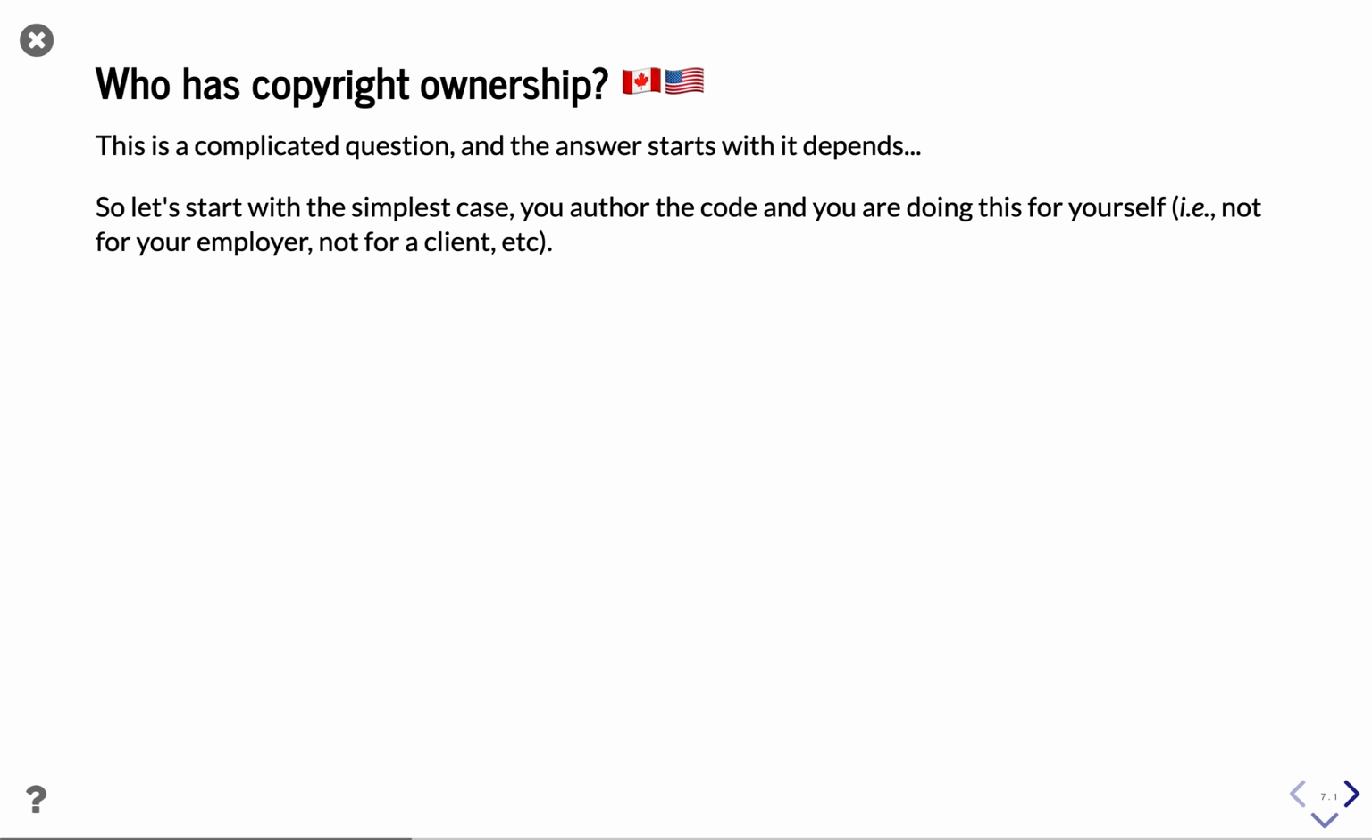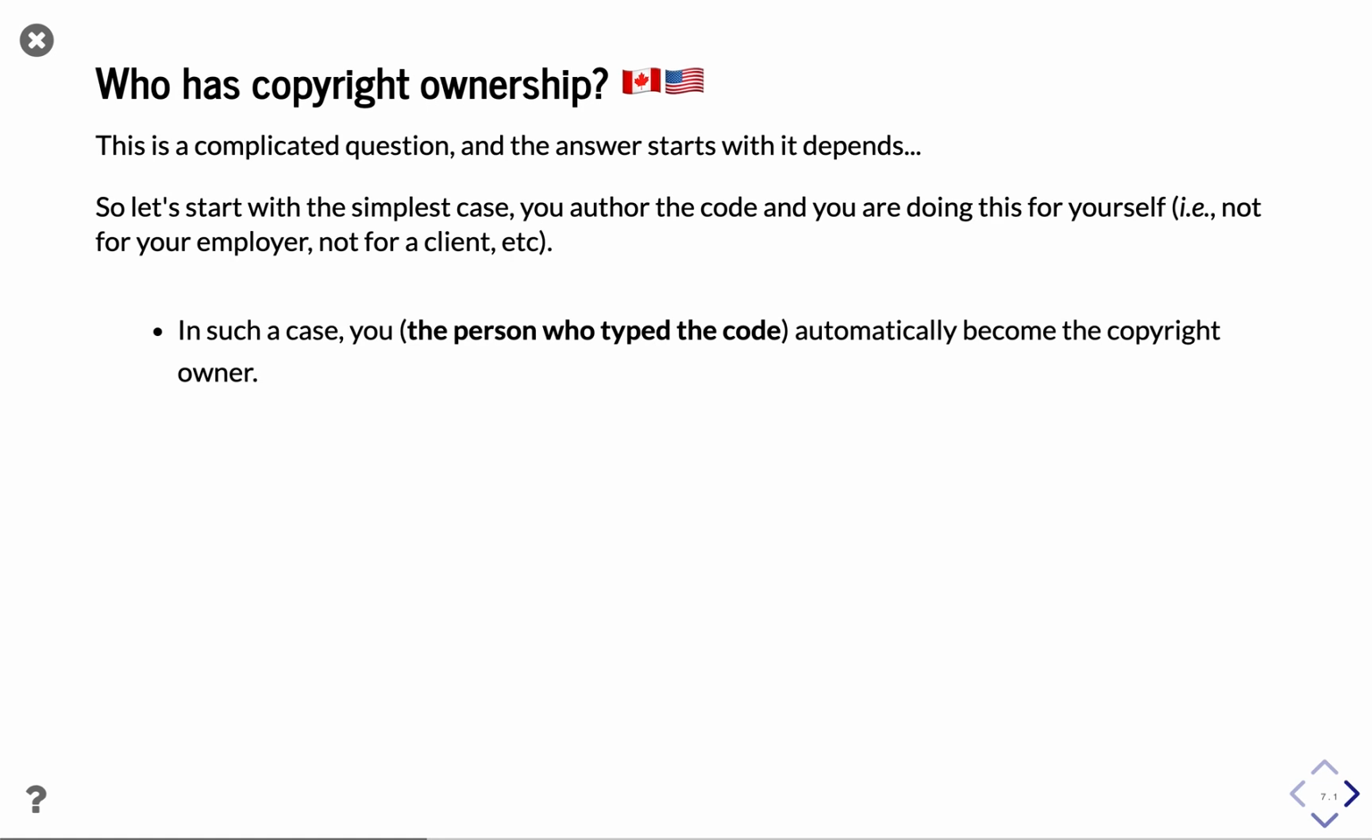So we'll start with the simplest case where you are the author of the code, so you typed it on the screen yourself, and you are doing this for yourself. So this is not code that has anything to do with your current employer. You are not in a consulting relationship with somebody who you're writing code for. This is just like your own side project, for example, or your own hobby.